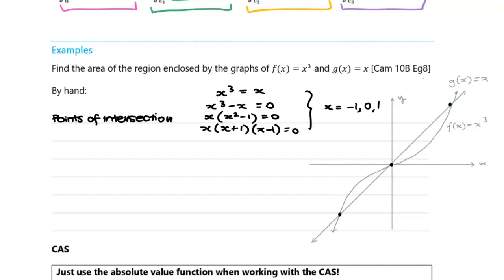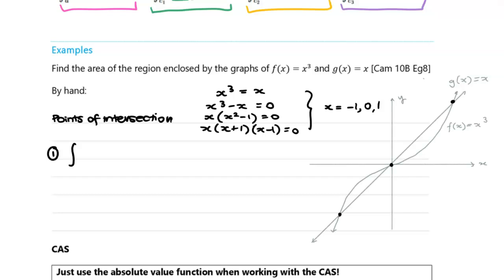Nice and symmetrical. You could use symmetry here, and you could use the fact that this area here is going to be, despite my bad drawing skills, equivalent to this area here. Or you could use the technique that we just spoke about. So let's do both, just out of interest. So first technique.